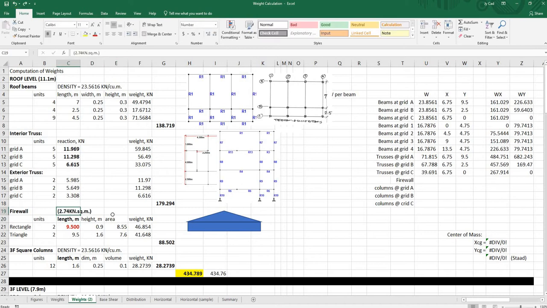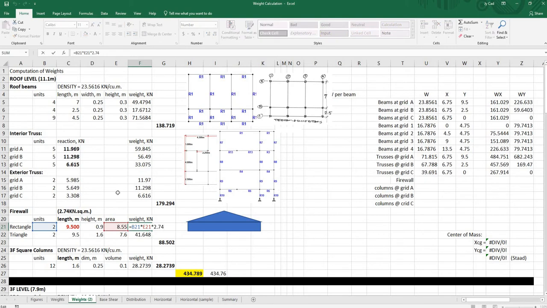Okay? Now, let's compute the area. Sa rectangle naman, this is simply 9.5 times 0.9. Okay? Ito naman, 1/2 base height. So, 9.5 times 1.6 divided by 2. And then, we multiply the area by 2.74.